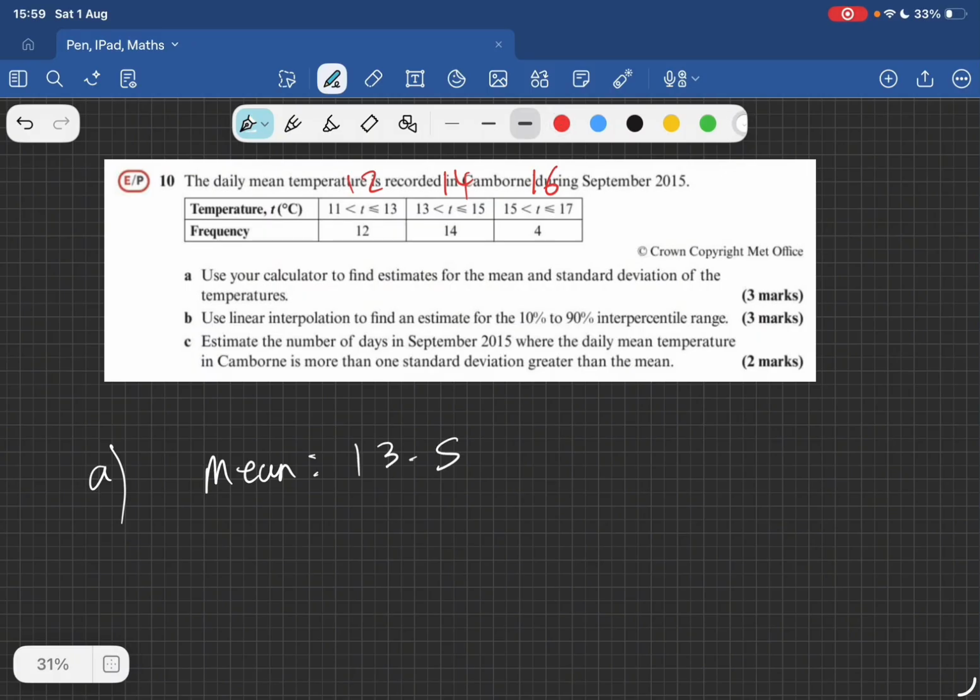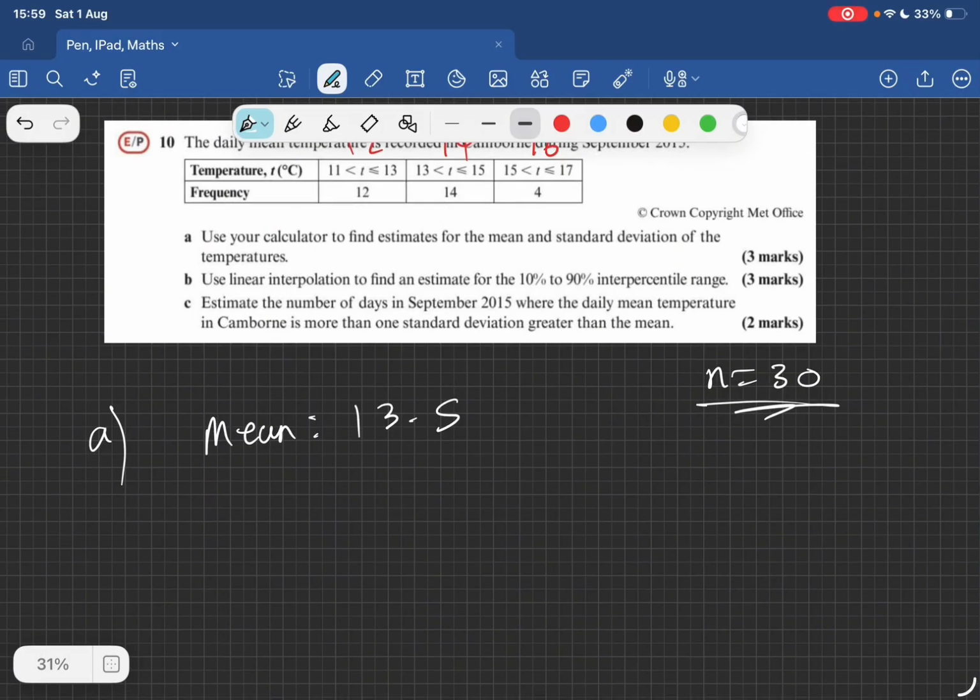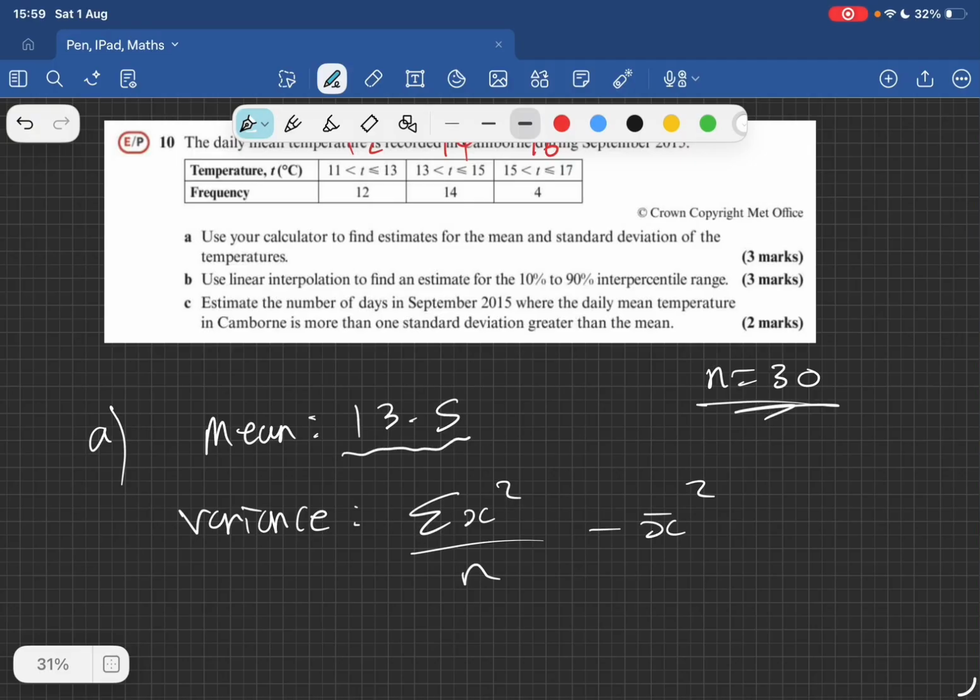13.5. Okay, and I'm just going to write a little note down here that our cumulative frequency is 30. It's our number of data points that we're working with. Now standard deviation. Whenever you find standard deviation, first we have our variance formula. Leave out the square root until the end, but don't forget it. Very important. So we've got the sum of x squared over n take away x bar squared. You've already got the mean, which is our x bar, so keep that in your answer.